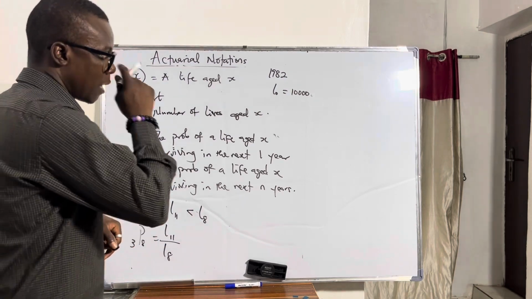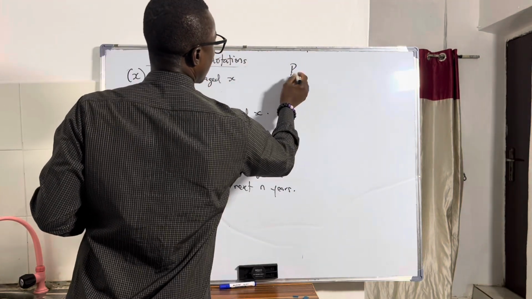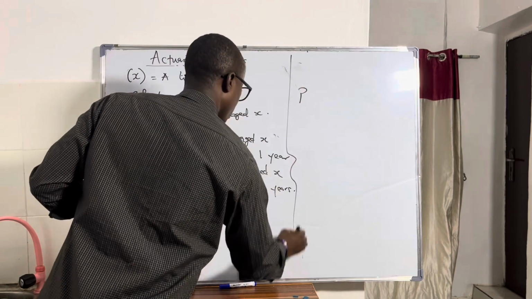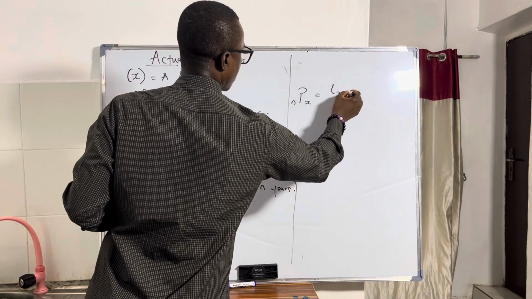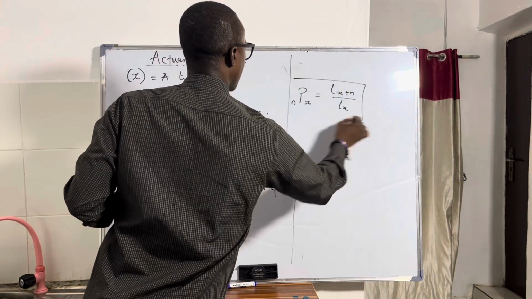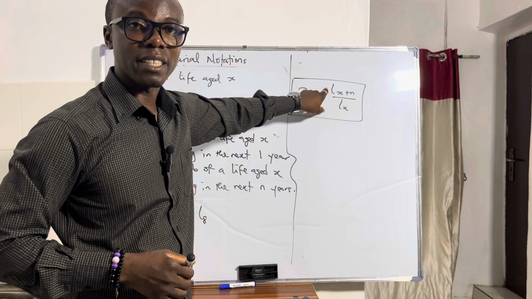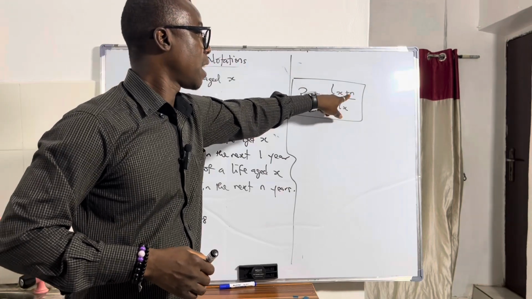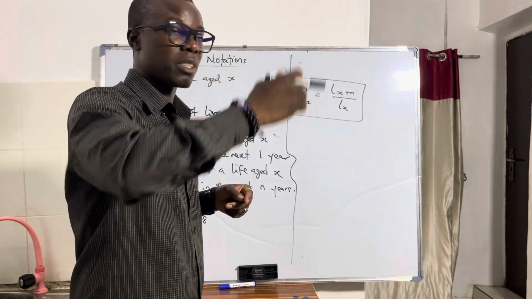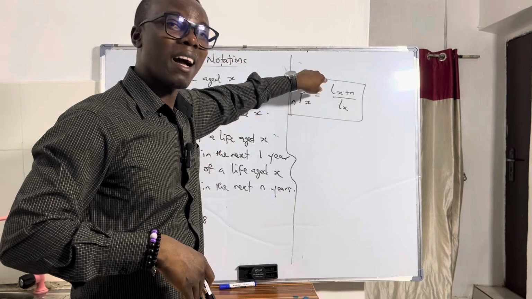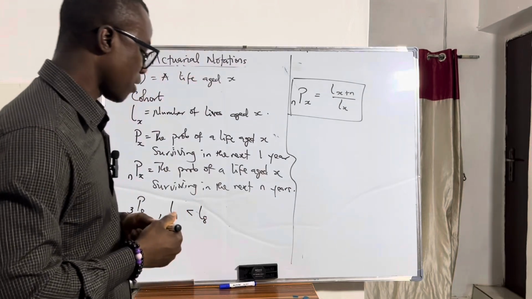So what does that simply mean? It means the probability of a life age X surviving in the next n years is going to be Lx plus n over Lx. Now, you don't need to be confused with this, because certainly Lx is greater than Lx plus n. Remember, what does this n mean? It means the number of years has increased. And as the number of years increases, the number of people alive in this cohort is certainly going to reduce due to the recorded deaths.